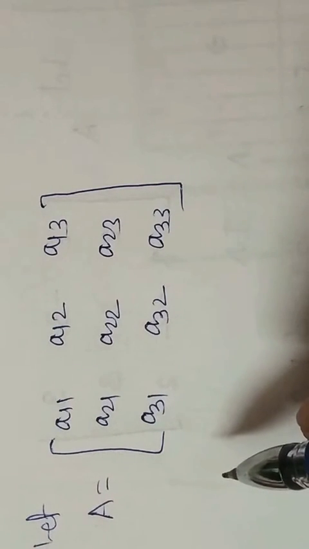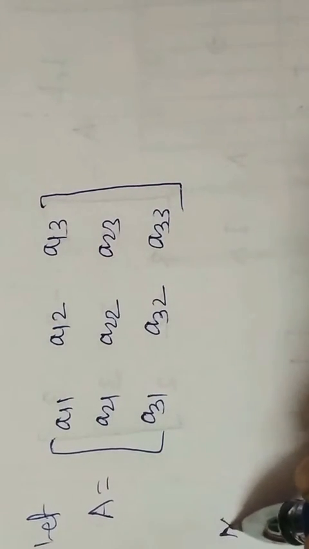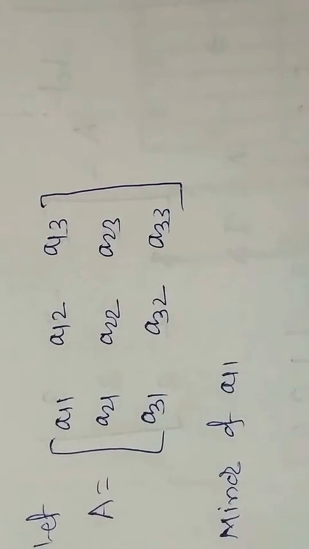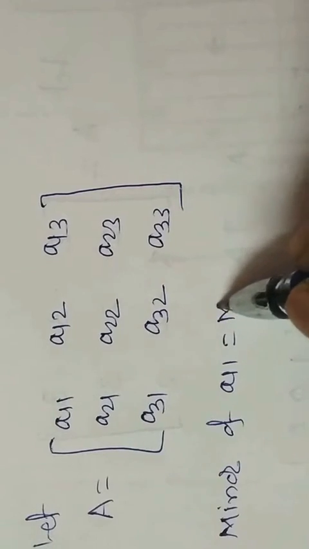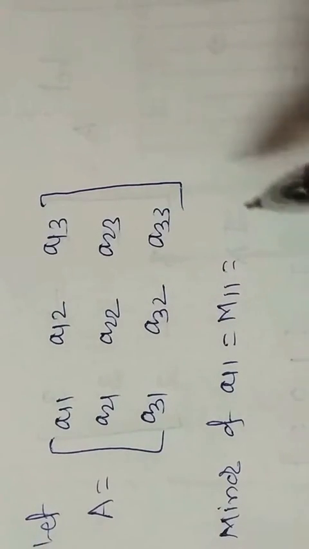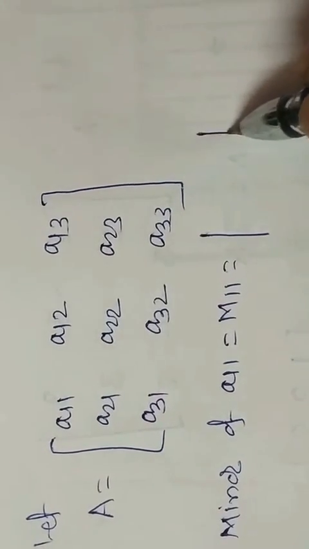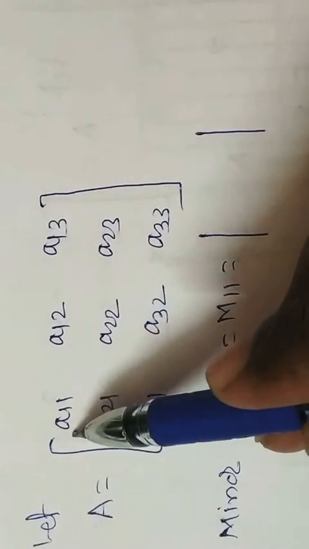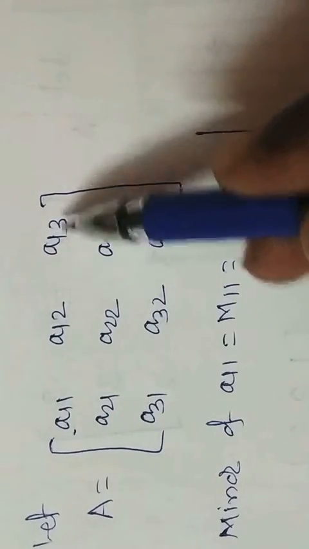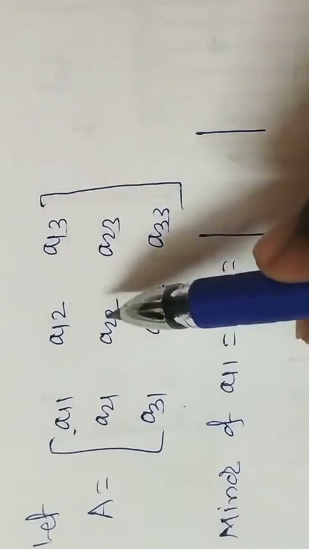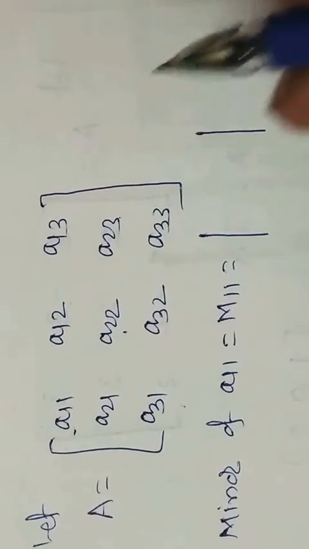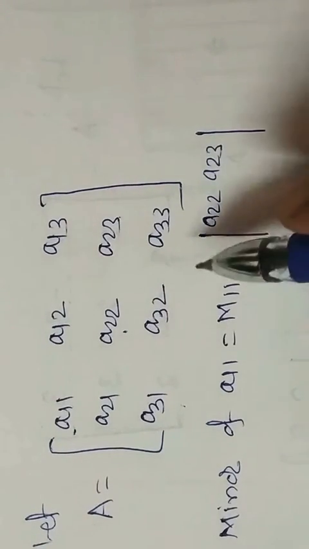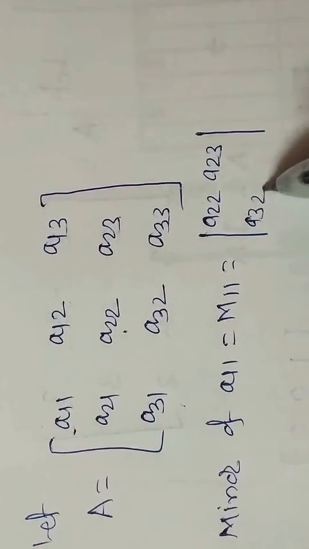So first we want to find the minors. The minor of A11, we say M11, equals what? Deleting the row and column of A11. So the row of A11 will be deleted, the column of A11 will be deleted, and what remains is A22, A23, and then A31, A32 and A33.